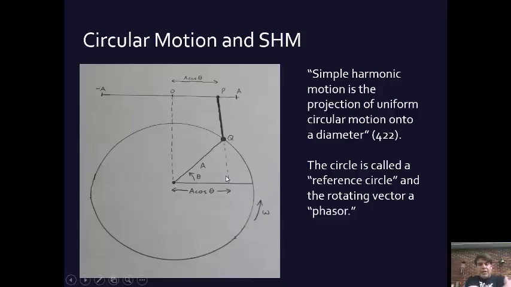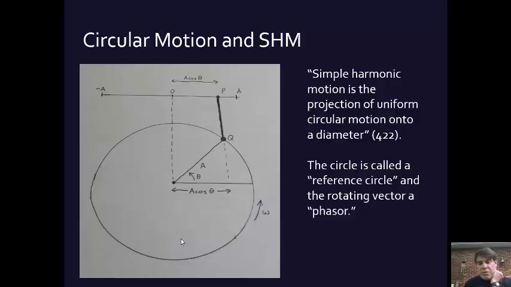So we know here that x equals A times the cosine of theta, where A is the radius of the circle, which is equal to the amplitude, or the maximum positive value of this harmonic oscillator. So what whoever came up with this has basically shown is that there is a very close relationship between simple harmonic motion and circular motion.